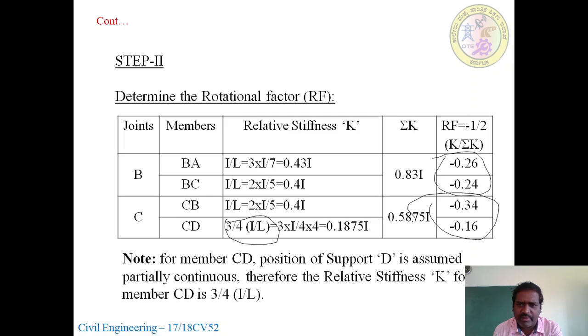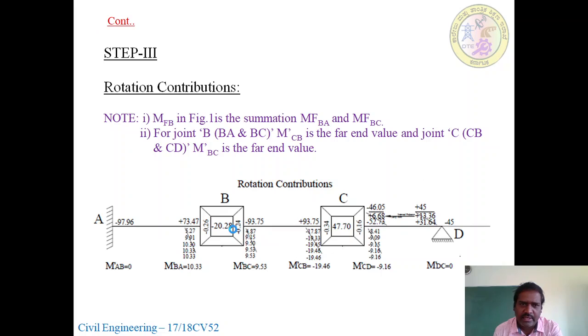There will be a value here that we have to calculate. Keep in mind, CD will be 3 by 4 I by L, because it is partially continuous. It's not continuous; only the overhanging case will be there. So we have to calculate the K value for that. K is 3 by 4 I by L.